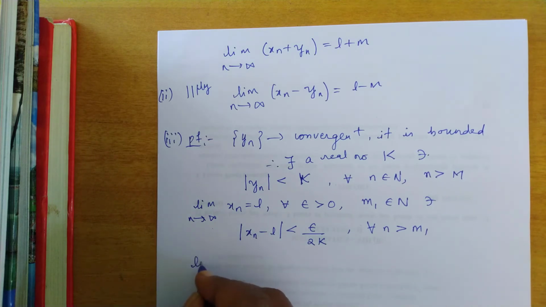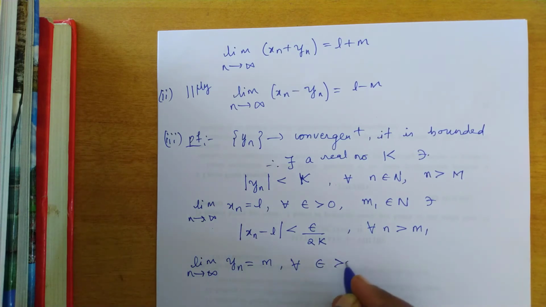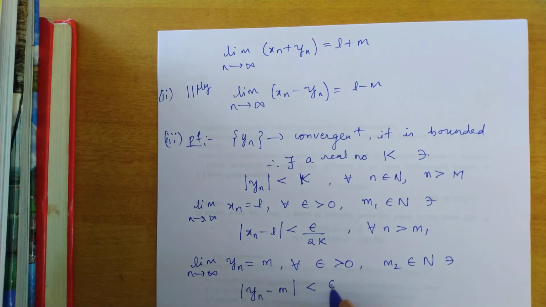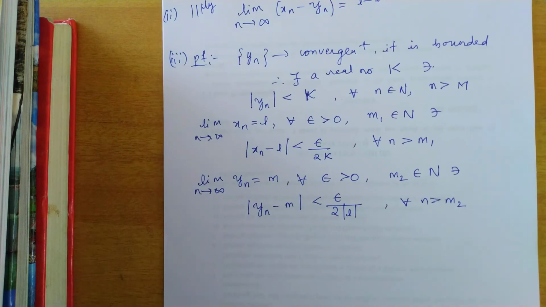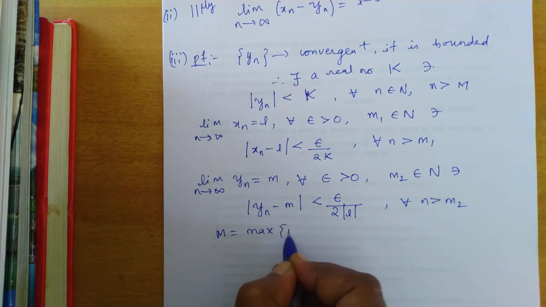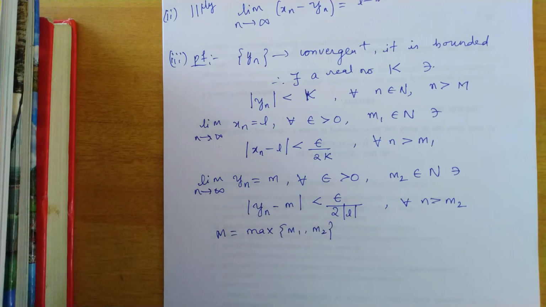On similar lines, let me try for limit n tending to infinity of yn is m. For all epsilon greater than 0, there exists some m2 in the natural number set N such that modulus of yn minus m is less than epsilon by 2 into modulus of L, for all n greater than m2. Now let me take capital M, that is the max of m1 and m2.